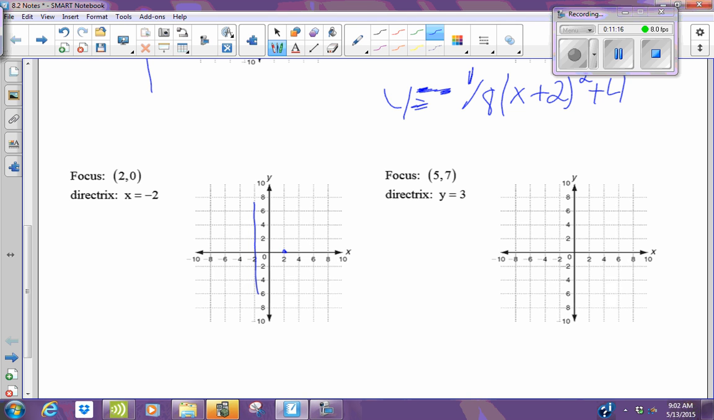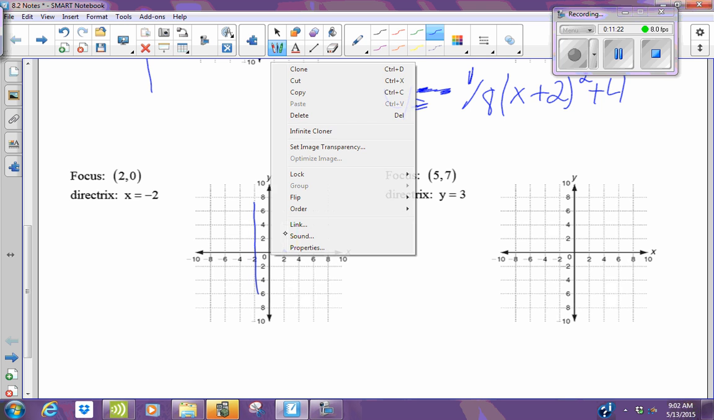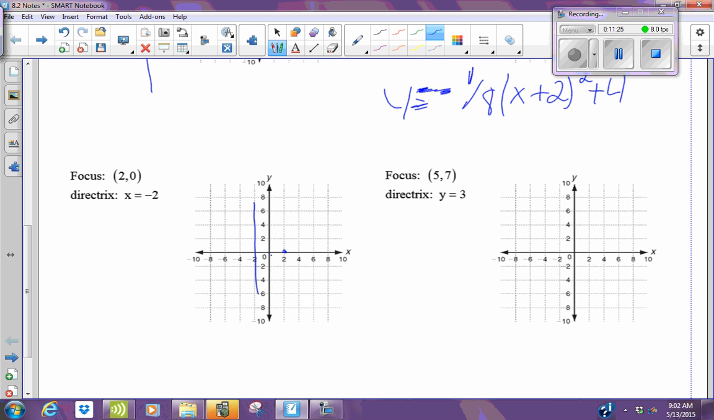And then, let's see here. So it goes that way. And then it's right there. It's going to go like that. And then you have to find the a value, and it's 1/8 because 4 times 2 is 8, then it's 1 over 8. So then it equals x equals 1 over 8 times y minus 0 squared plus 0.